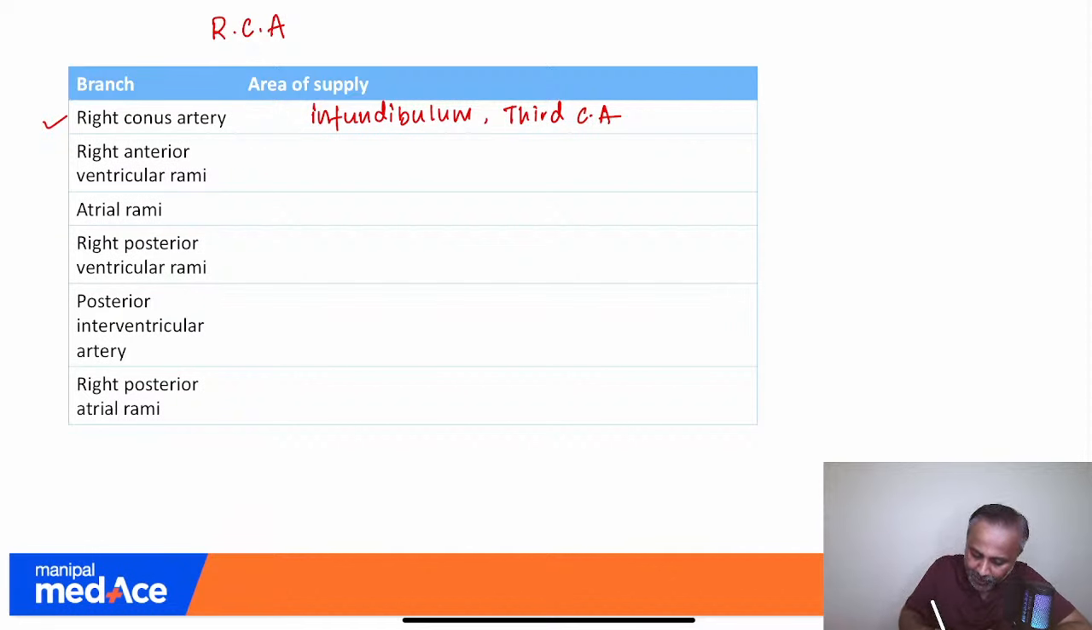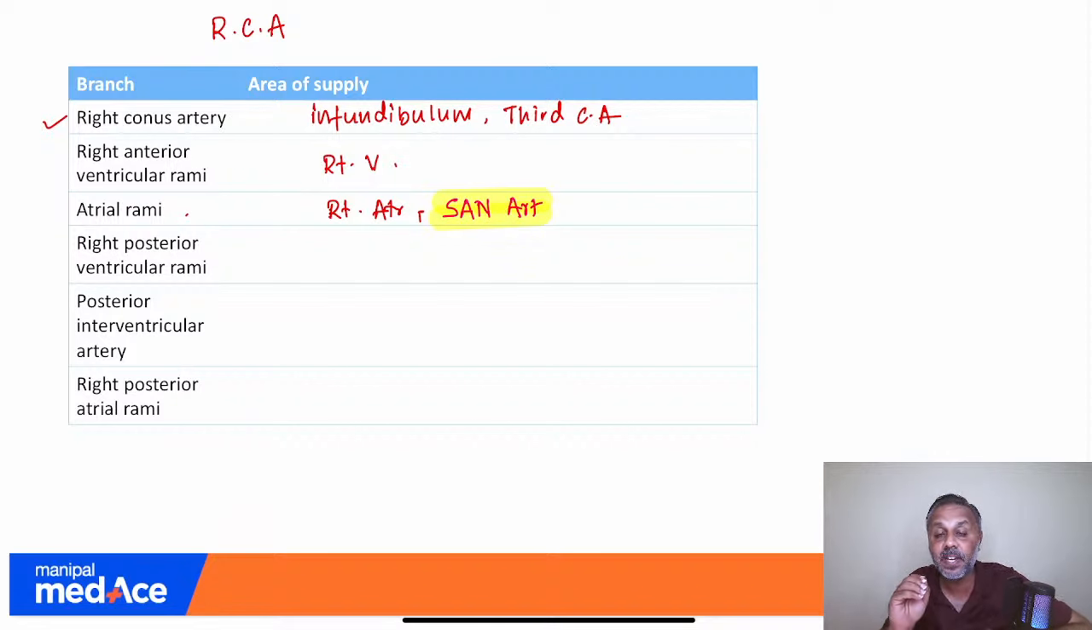Then we have the right anterior ventricular rami, which supplies the right ventricle, the sternocostal surface mainly. Then we have the atrial rami, which supplies the right atrium. This atrial branch also gives off the SAN artery, which supplies the sinoatrial node. Now this is one more favorite topic of your examiners. The sinoatrial node is supplied by the right coronary artery through its atrial rami.